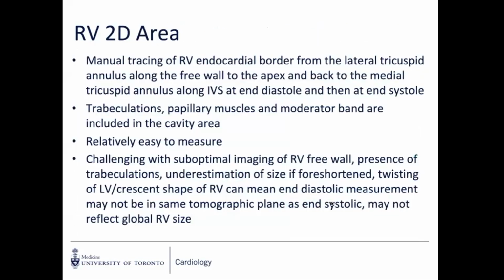Moving on to 2D area. For this, we want to manually trace the RV endocardial border from the lateral tricuspid annulus along the free wall to the apex and then back down to the medial tricuspid annulus at the end of diastole, and then again at the end of systole. Importantly, the difficulty here is often trying to include the trabeculations, the papillary muscles, and the moderator band in the cavity, especially when your image quality isn't good. That can be a challenge, but it can be easy to measure when the quality of the image is reasonable.